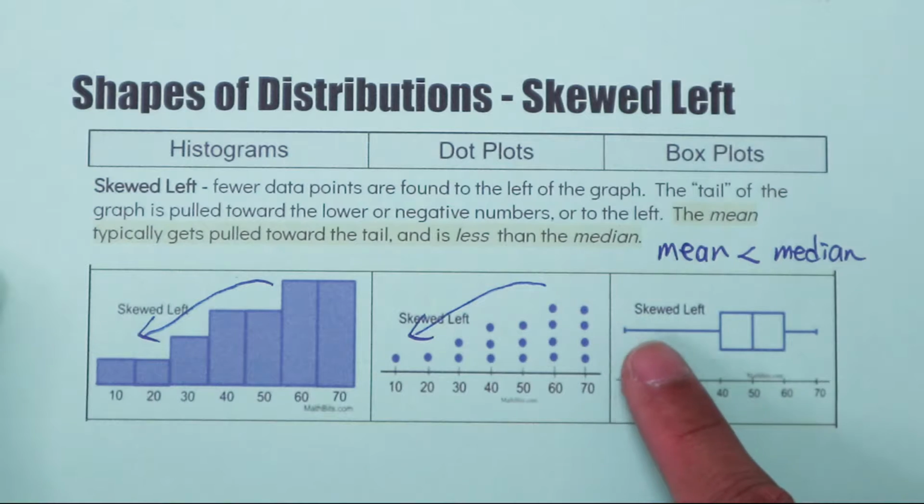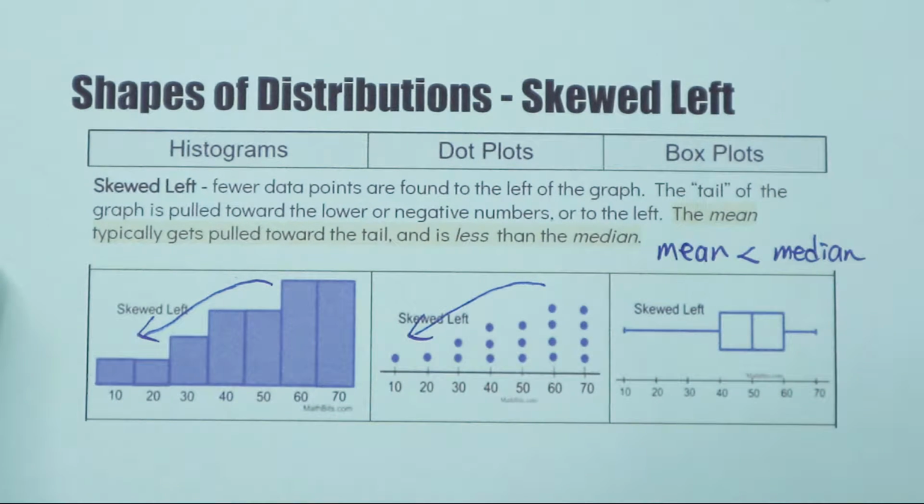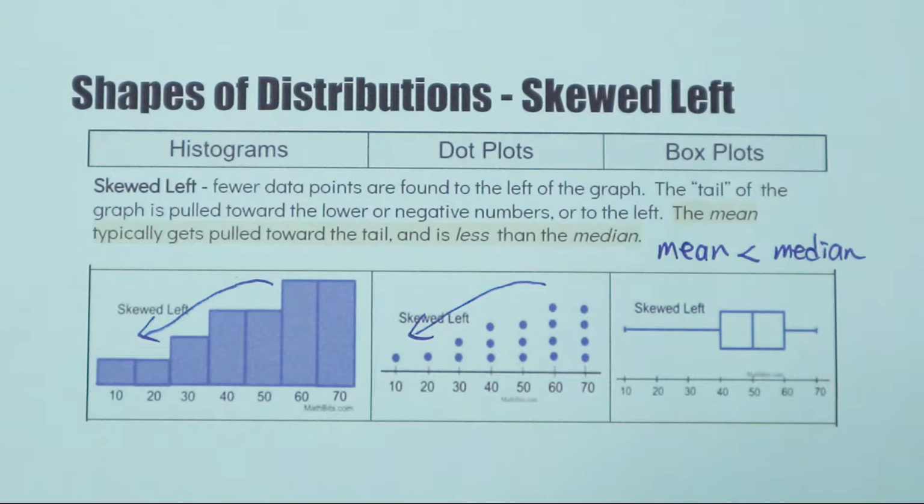In a box plot, the left segment is always longer than your right segment. So that's how you could tell this is a skew left distribution. One real life example is the distribution of test scores of a very easy test in class.